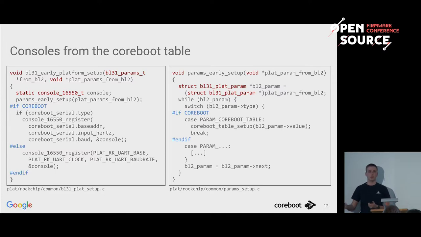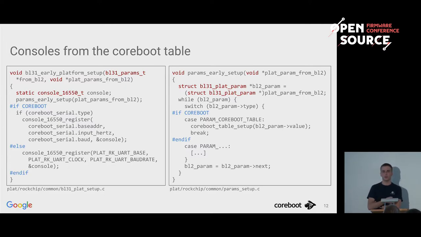So if you disable the UART in coreboot Kconfig, then it would just not pass that, and then Trusted Firmware will also not use it, which is nicer than having to disable stuff in every different repository your firmware is made of. The other nice thing you get with this automatically is CBMEM console support.